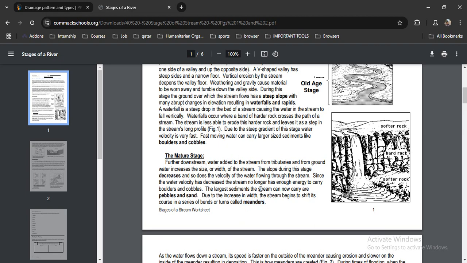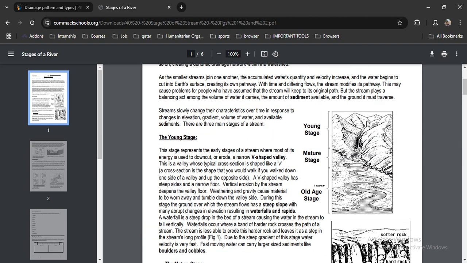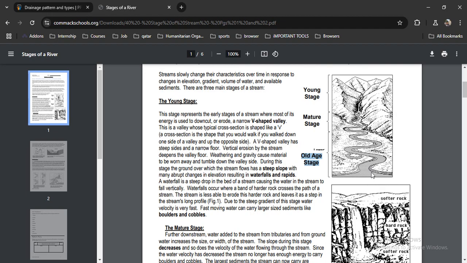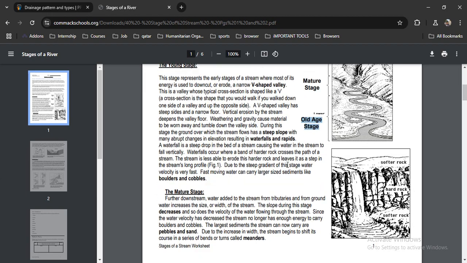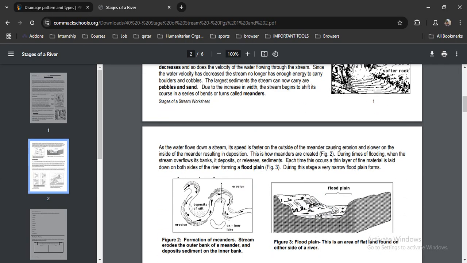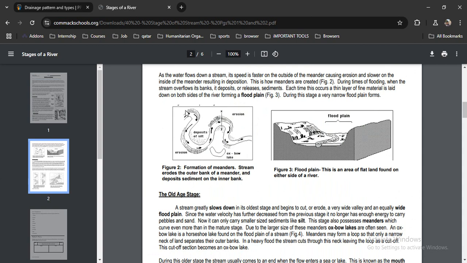This is where it creates meanders. So this is the young stage when it comes from its source, and then it flows through the valley and becomes like a zigzag. That is called a meander, and then the oldest stage is at the end. So oldest stage, youngest stage, mature stage, with mature in the middle. This is meandering and this is an oxbow lake, like water stuck in certain places.